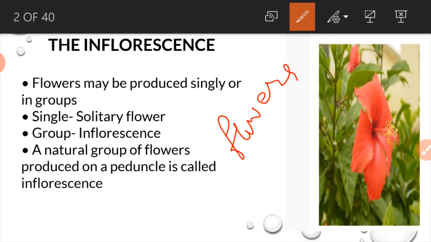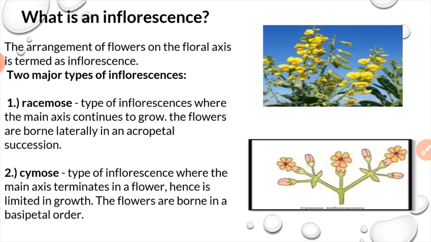The axis of the inflorescence on which the inflorescence is present, that is known as peduncle. Sometimes the flowers are single. Such arrangement is called solitary. And if the flowers occur in a group, then it is known as inflorescence. So it is a natural group of flowers which are produced on the peduncle, called inflorescence.